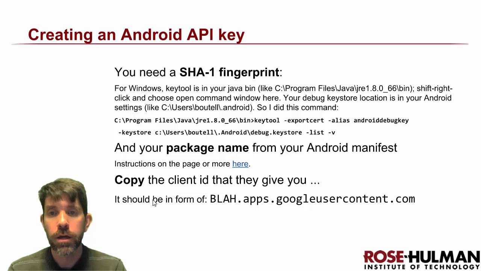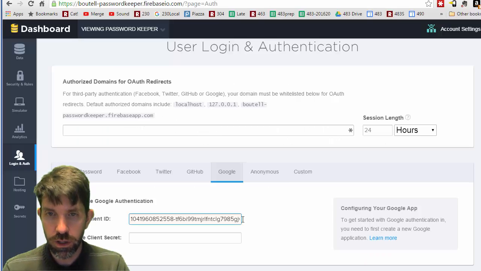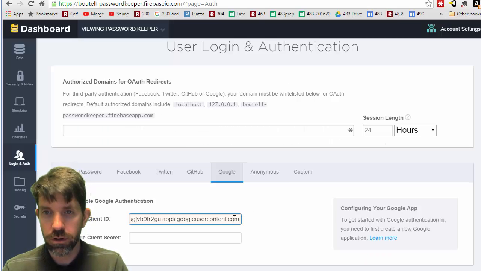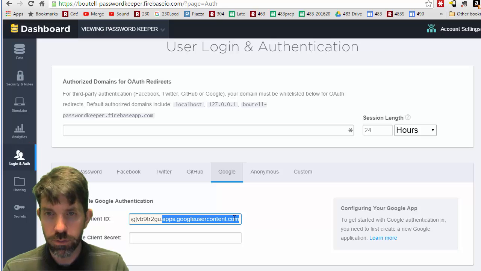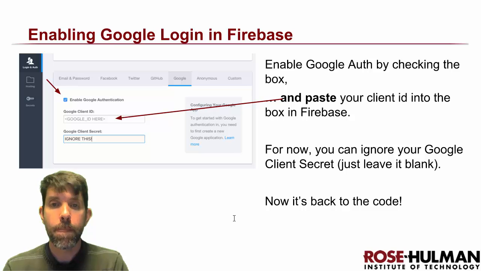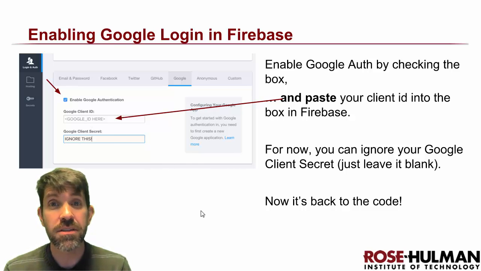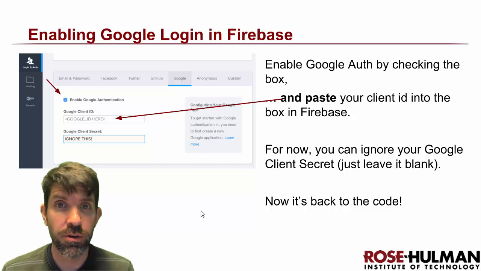Again, your client ID should be something.apps.googleuser.com, and that should be what I have here. So yeah, there we go. Something.apps.googleuser.com. All right, so it looks decent. We have enabled it and pasted it in, and that's it for the lesson. Next time we'll come back to write the code.